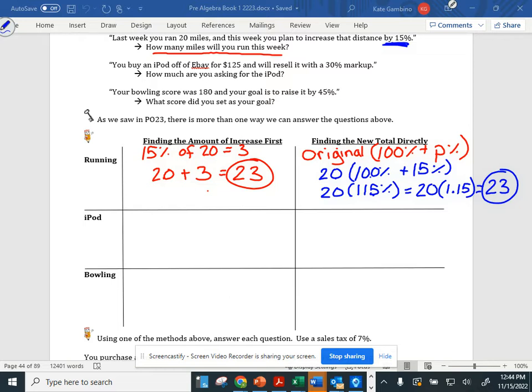Okay, so we're just using that formula and we're plugging our numbers in. We plugged in the original amount. We plugged in adding that increase, and then we multiplied them. And we get the same answer. Aiden, what was that? 20 times 1.15.